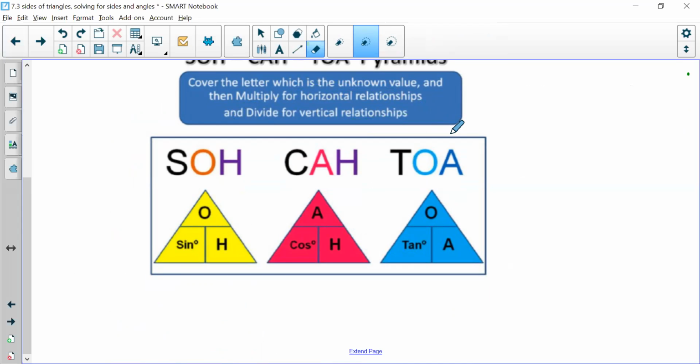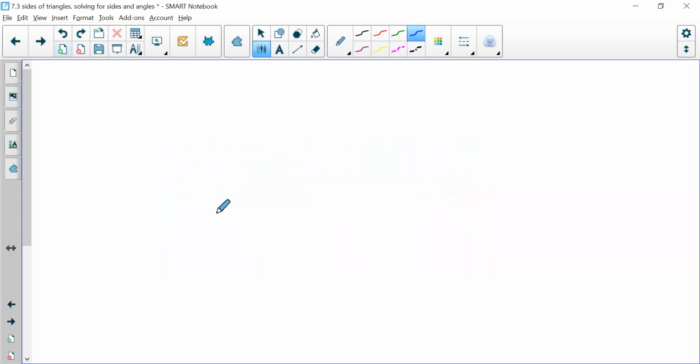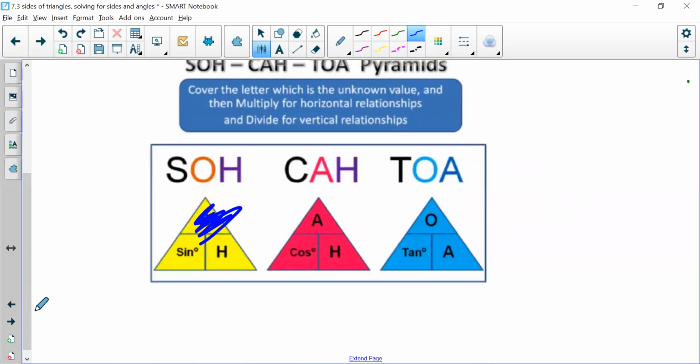So just be really careful with your formula triangles and deciding, am I multiplying or dividing? It depends on what side you're looking for. In sine, if I'm looking for the opposite side, I cover up the top. Then I'm going to be left with, sorry, multiplication, side by side multiplication. If I'm looking for the hypotenuse, I cover up the hypotenuse down here. The O and the sine are going to be division because they're top and bottom. They're above each other. So just be very careful with your formula triangles.